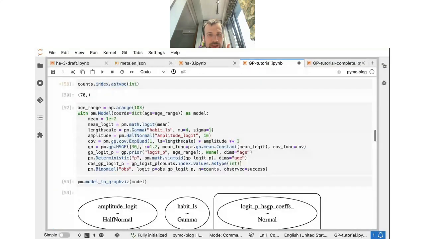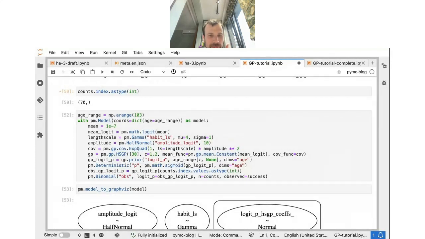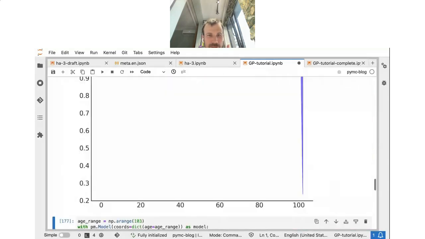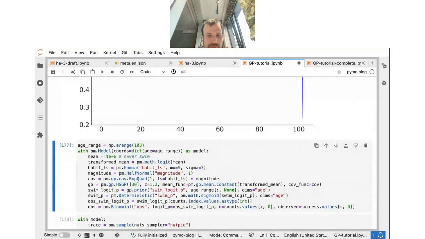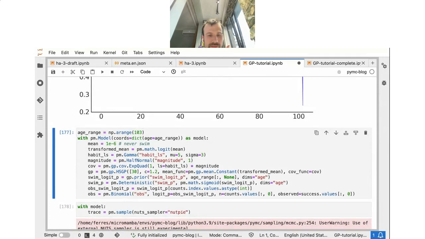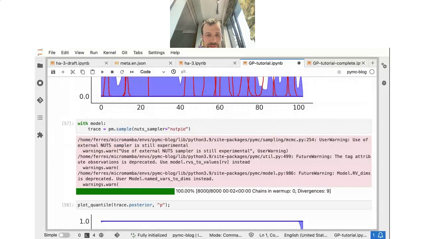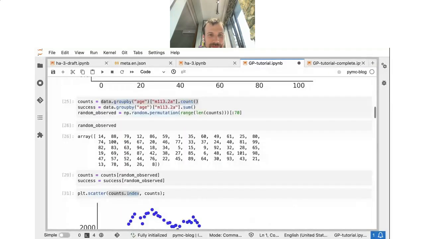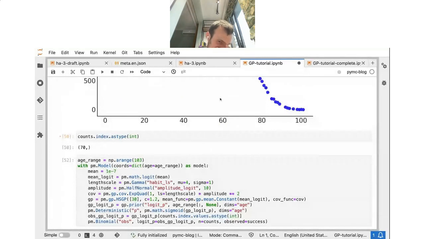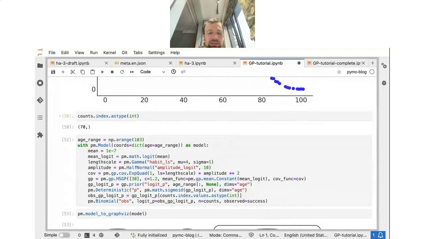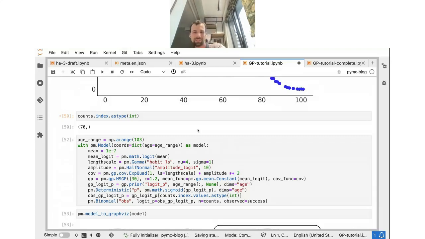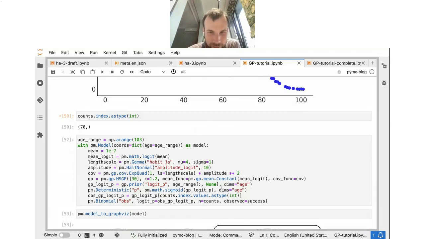Oh, I think that something is really off. I actually had a very nice plot, with no missing values. I bet we need to debug this anyway. Yeah, the goal was to predict all the missing values. Something is off.